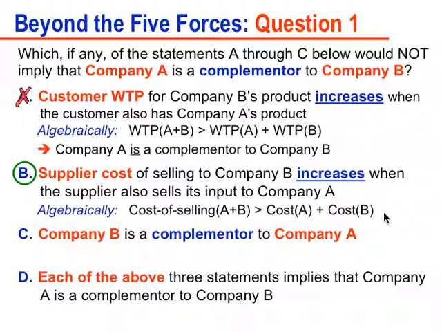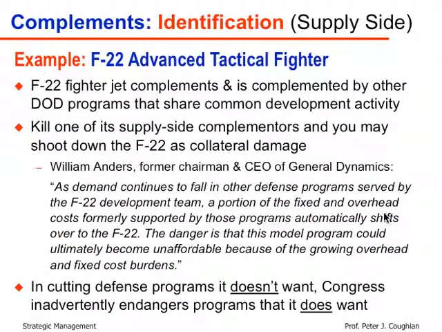Now, let's think about examples we talked about. This is what we would call a supply-side complement. But what is a supply-side complement? I gave you this example of the F-22 Advanced Tactical Fighter. The F-22 program complements and is complemented by other programs that share the same development activity. Here's a quote from the former chairman and CEO of General Dynamics: quote, as demand continues to fall in other defense programs served by the F-22 development team, a portion of the fixed and overhead costs formerly supported by those programs automatically shifts over to the F-22.